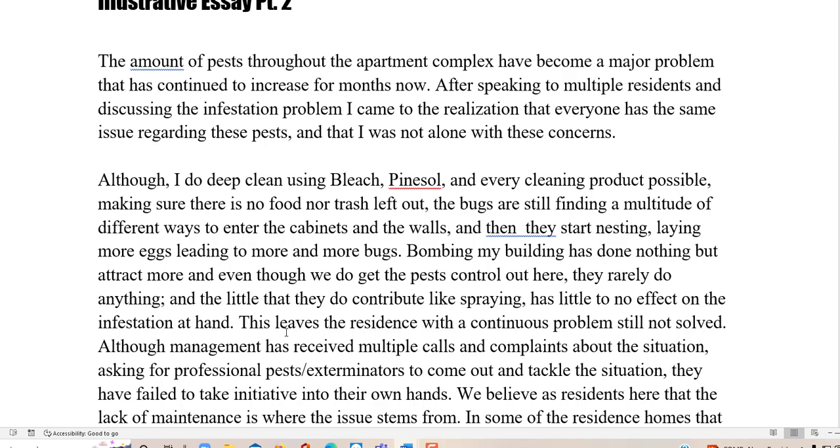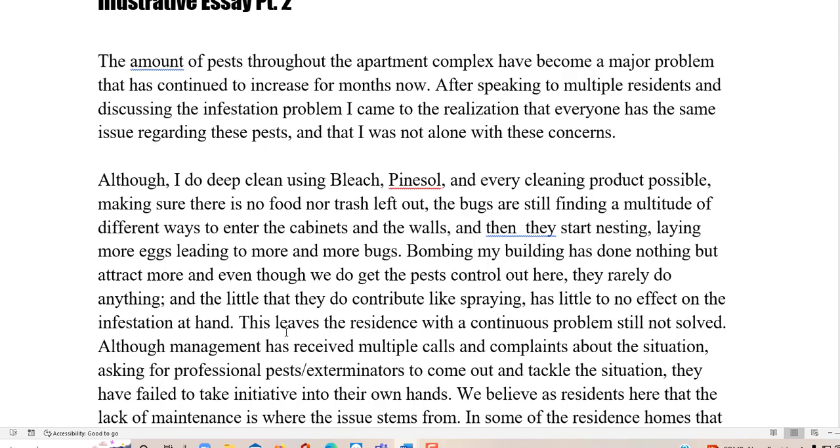Although I do deep clean using bleach, Pine Sol, and every cleaning product possible, making sure there is no food nor trash left out, the bugs are still finding a multitude of different ways to enter the cabinets and the walls. And then they start nesting, laying more eggs, and leading to more and more bugs. Bombing my building has done nothing but attract more bugs, even though we hired a pest control company. They rarely do anything, and the little they do contribute, like spraying, has little or no effect on the infestation at hand. This leaves the residents with a continuous problem that's still not solved.